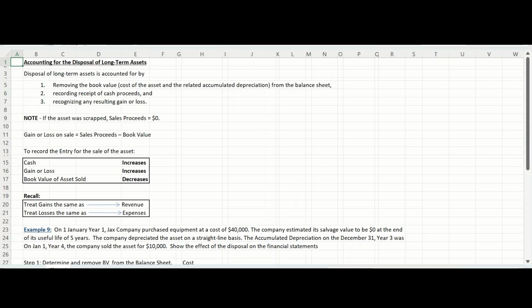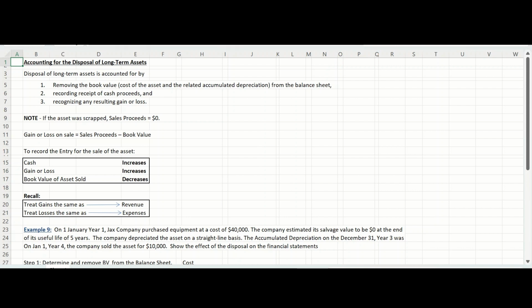We know that long-term assets are assets that a company plans to use for more than 1 year or accounting period. So the disposal of long-term assets is accounted for in three steps. The first is removing the book value, which would include both the cost of the asset and the related accumulated depreciation from the balance sheet.